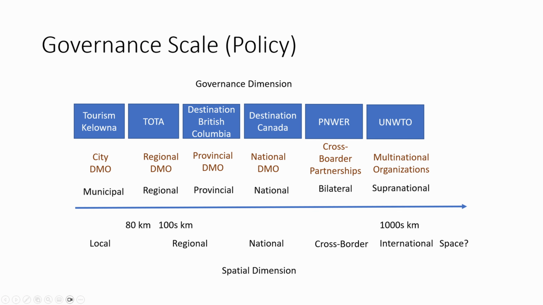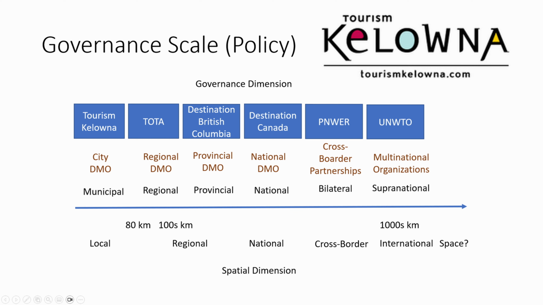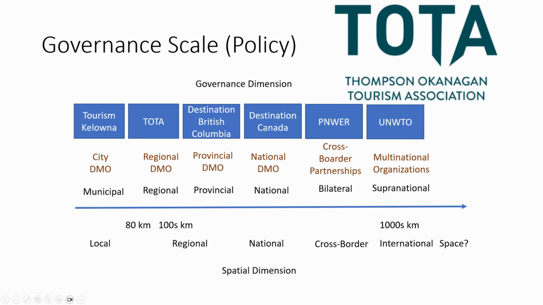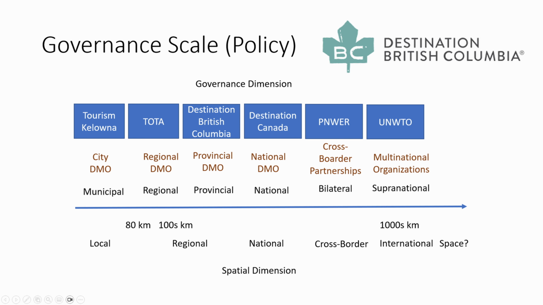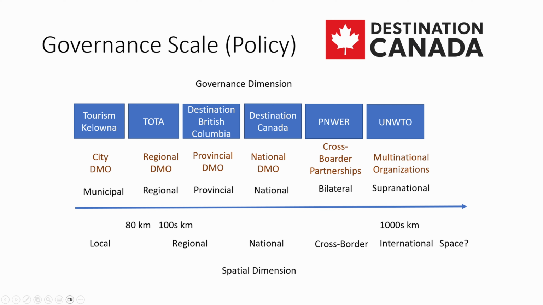The spatial scale plays a significant role in determining the scope of activities for tourism organizations. City DMOs, like Tourism Kelowna, are responsible for individual municipalities or an area as large as the regional district of the Central Okanagan. The Thompson Okanagan Tourism Association represents one of 6 of British Columbia's tourism regions. Provincial organizations like Destination British Columbia work with their city and regional partners at a broader regional scale than city DMOs. National DMOs, like Destination Canada, work on a policy and promotion level for the entire country.